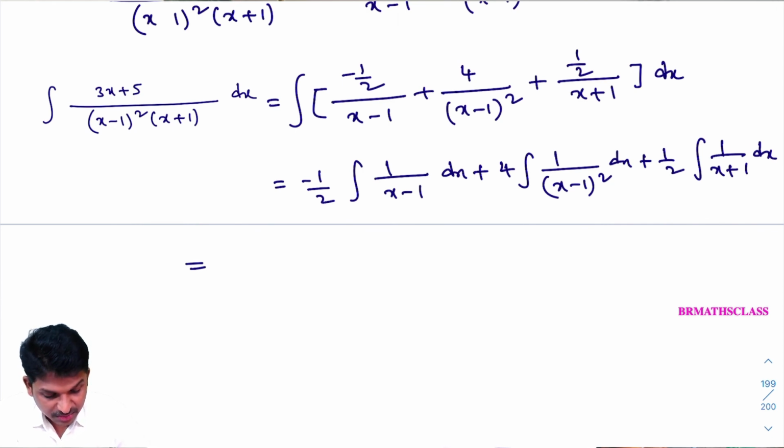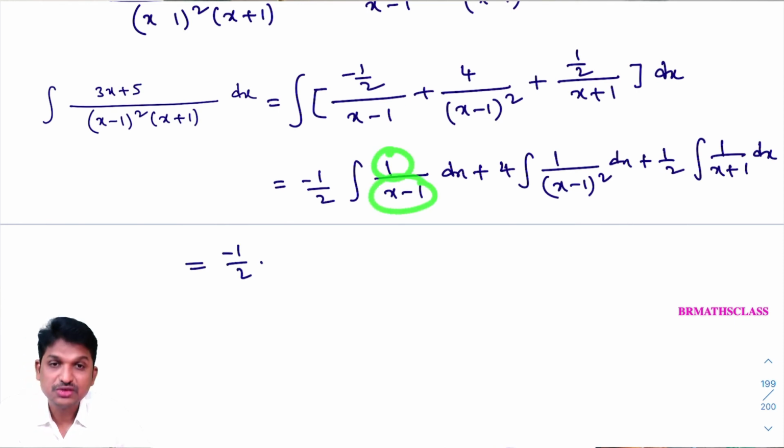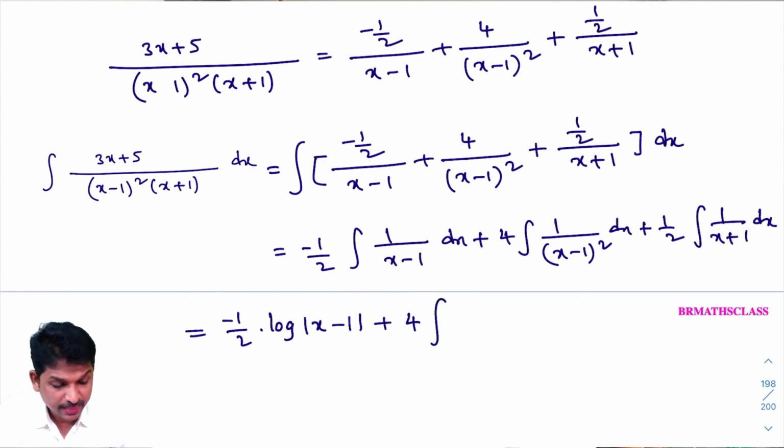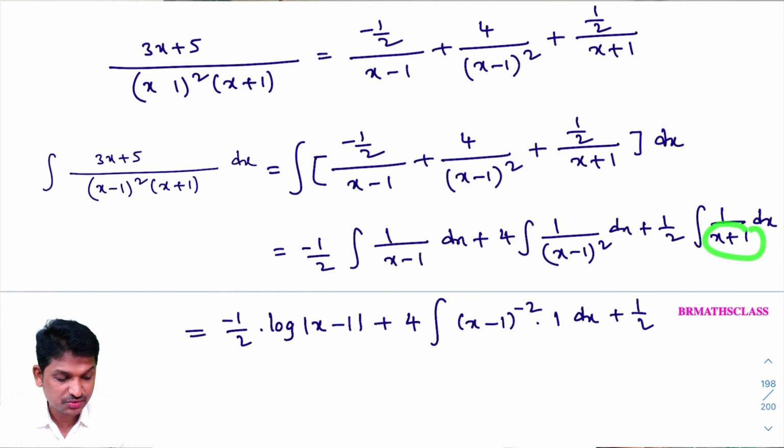Look here. Minus 1 by 2 into. You observe the derivative of x minus 1 is 1. The numerator is the derivative of the denominator. So it is direct: log mod x minus 1, plus 4 times integral of this one. This can be written as x minus 1 whole power minus 2 into 1 dx. In the last problem also I used this, so I am not explaining much here. 1 by 2 into, you observe the derivative of x plus 1 is 1. So what you will get is log mod x plus 1 plus c.